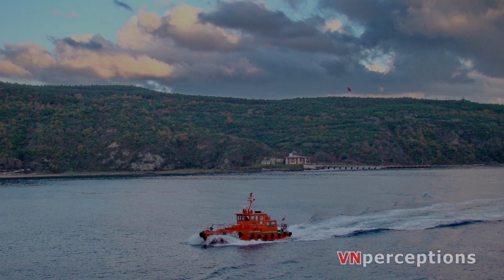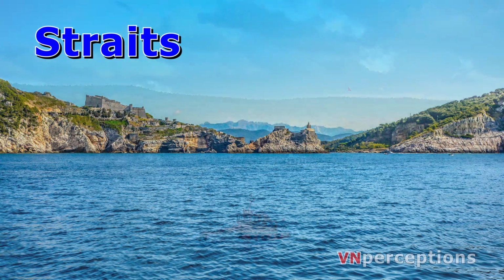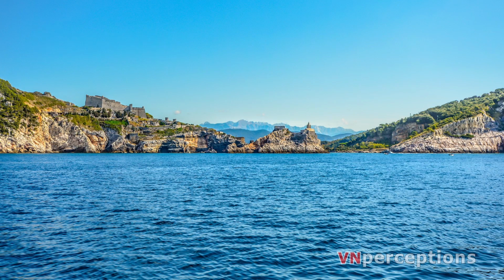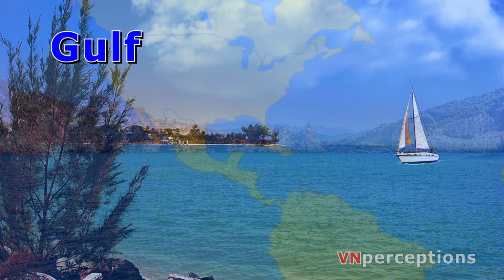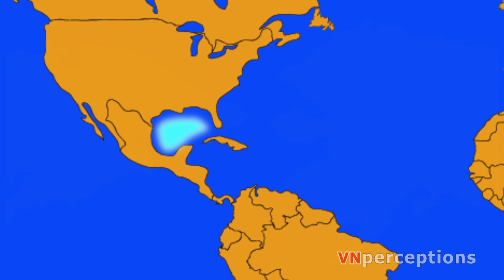In this video, we shall learn the names of straits found in different parts of the world. We shall also come across the word Gulf. The word Gulf refers to a small water body surrounded by land from three sides.